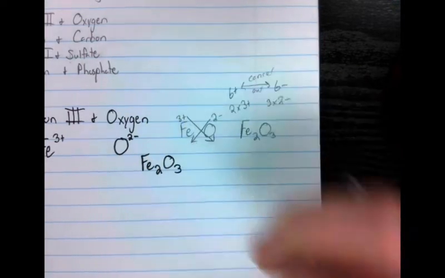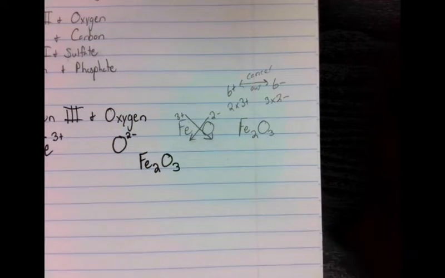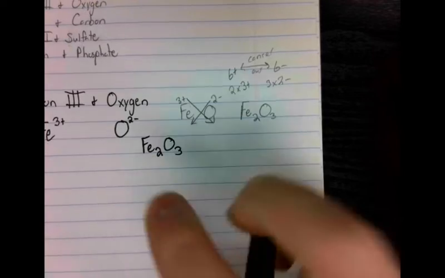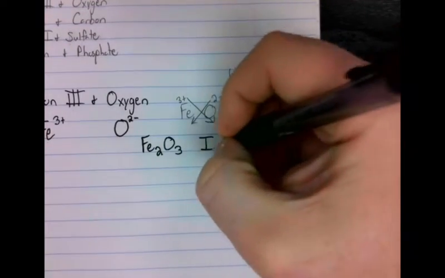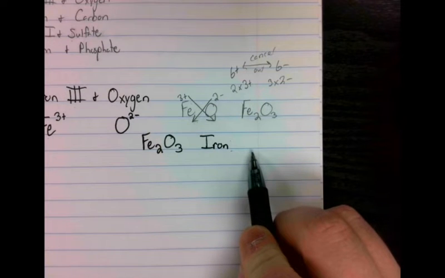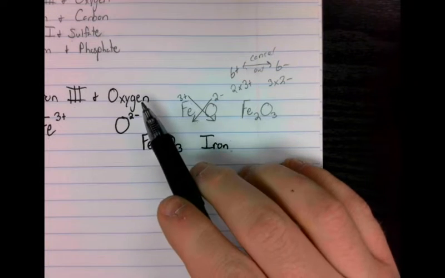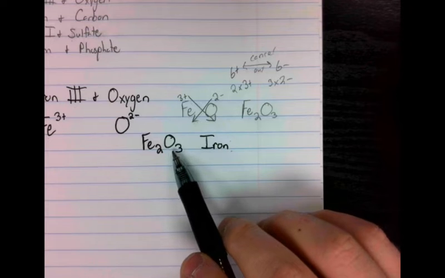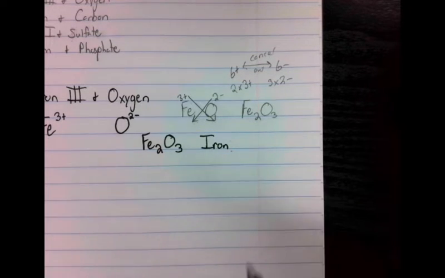Fe2O3. Now, to actually name this, we have 3 steps that we follow. First, we name the first element. The first element in this case is iron. We leave a gap, and then we name the second element, but we change the ending to -ide if it's not a polyatomic.